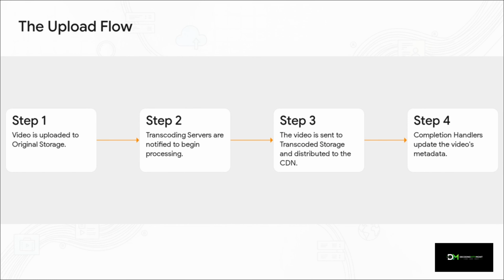Step 1, your video file lands in what's called original storage. Then in step 2, a notification goes out to a fleet of transcoding servers, basically telling them, hey, we've got a new one, get to work. Step 3, once it's processed, the video is sent to a different storage location and shot out across a global network. And finally, step 4, these things called completion handlers update all the video's info, like the title and description, and flip the switch to make it live.